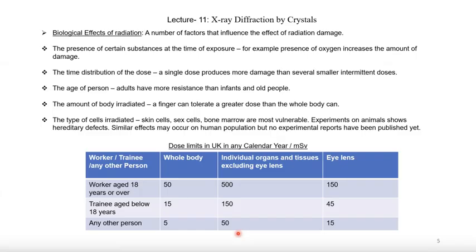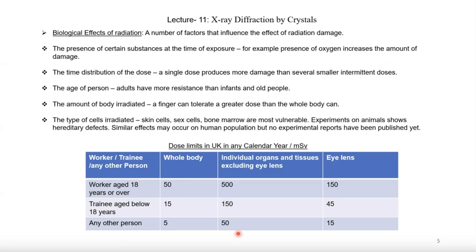Okay, time distribution of the dose. How long we are exposed, that is also a factor. A single dose produces more damage than several smaller intermittent doses. But what about the user? The age of the user also affects a great deal. Adults have more resistance than infants and old people.